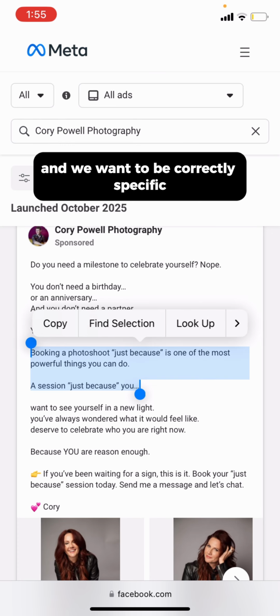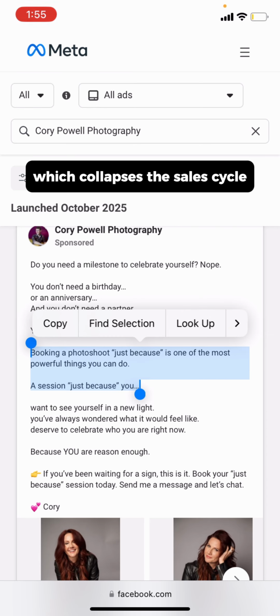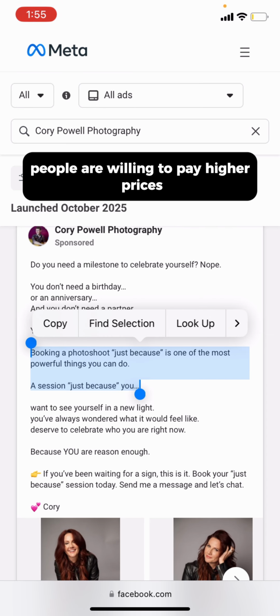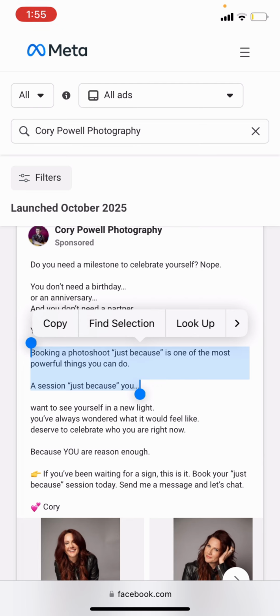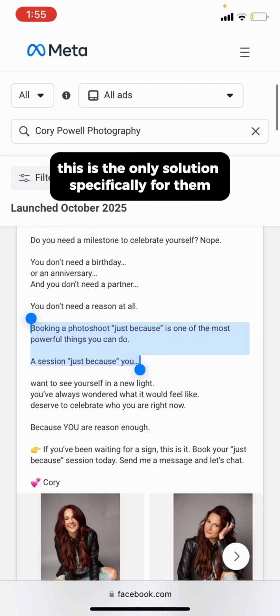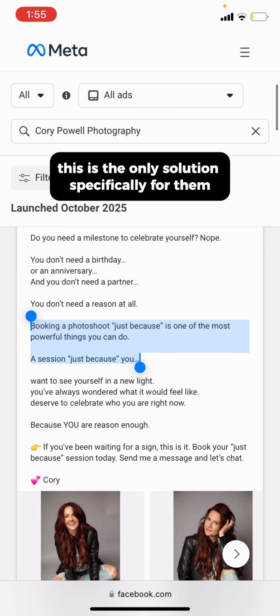And we want to be correctly specific because that turns us into a market of one, which collapses the sales cycle. People are willing to pay higher prices in a faster time because they feel like this is the only solution specifically for them.